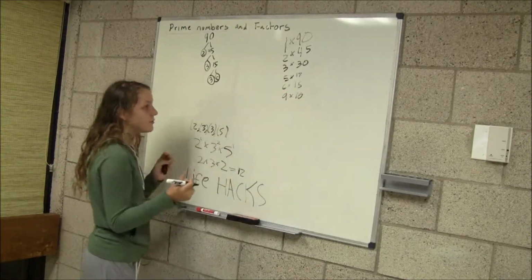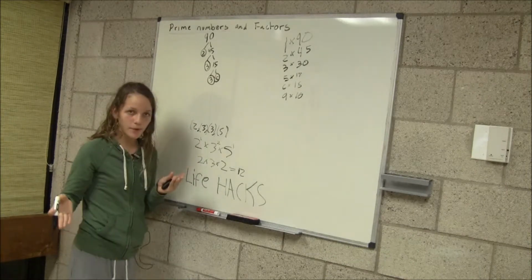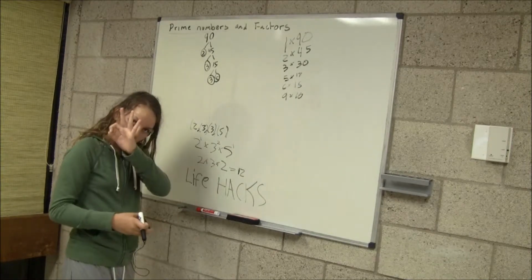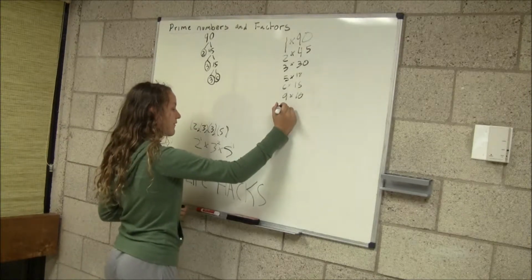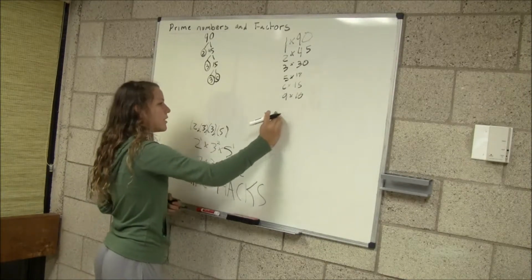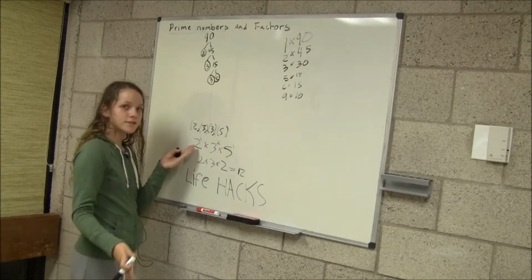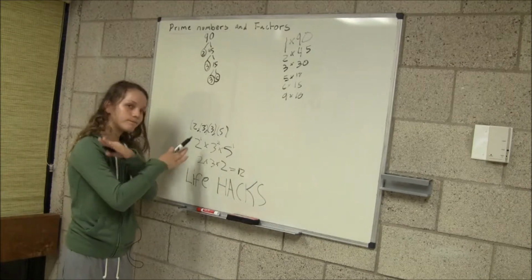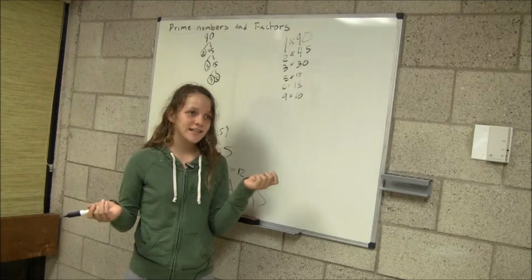So now we will go on to 11. Anything here times a number equal to 11? Nope. So we will have to skip 11 and go to 12. So let's see. Nope. 13. Nope. 14. Nada. So I've gotten to 14.